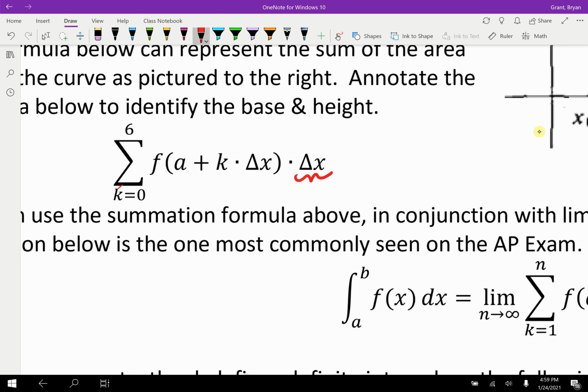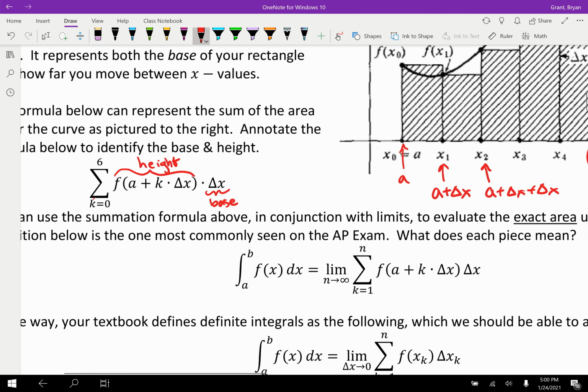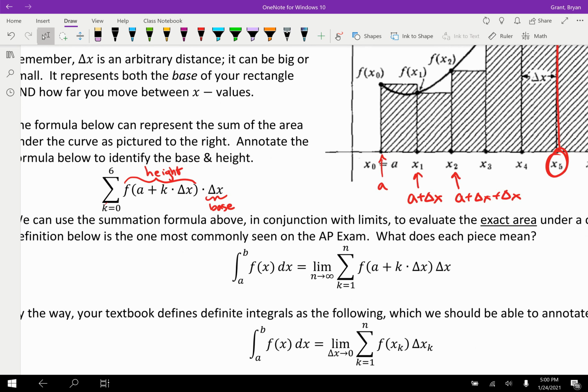We know delta x every time has been our base. Nothing has changed. Okay? A plus k delta x, this piece inside is just moving us to different x coordinates. And then once we've moved to a specific x coordinate, f of that x coordinate finds the height. Now, why are we starting at a k of 0? It's just all on how you write the formula.